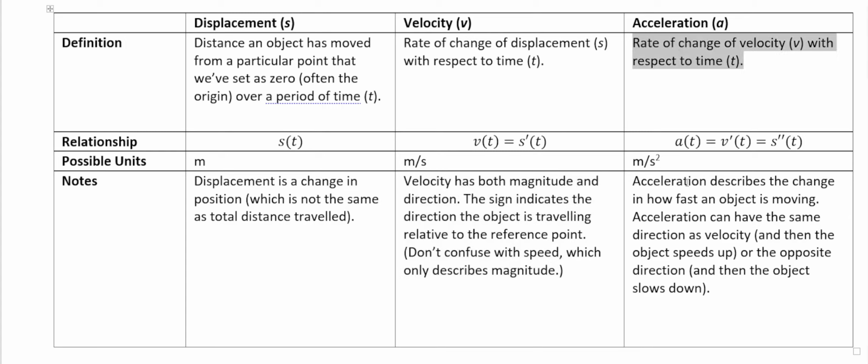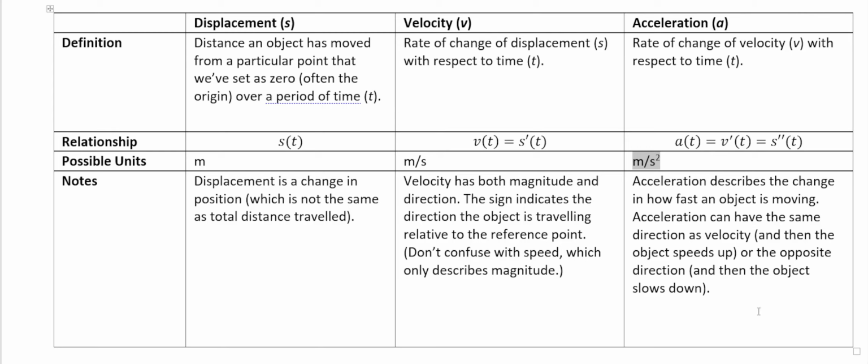All right, let's take a look at acceleration. Acceleration is the rate of change of velocity with respect to time. And since it's the rate of change of velocity, acceleration is the first derivative of velocity, which then makes it the second derivative of the position function or displacement function. Its units are meters per second squared, and acceleration describes the change in how fast an object is moving.